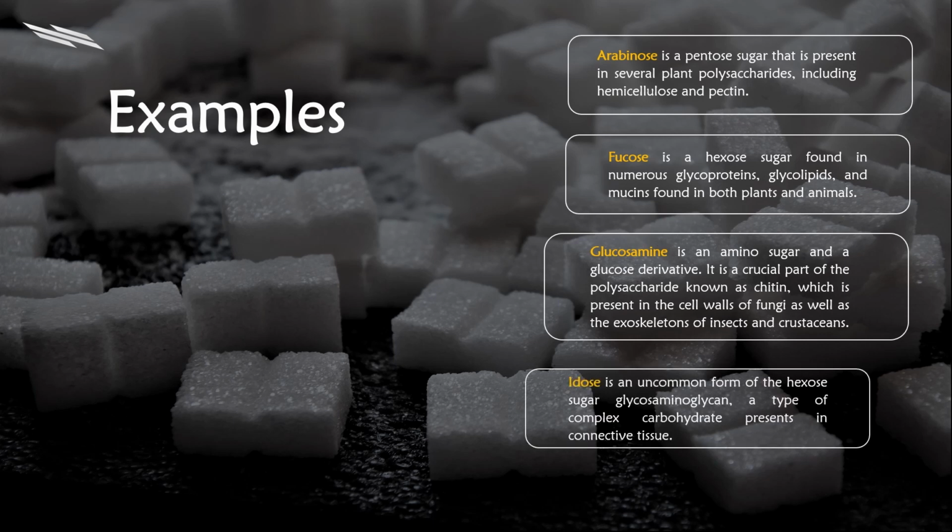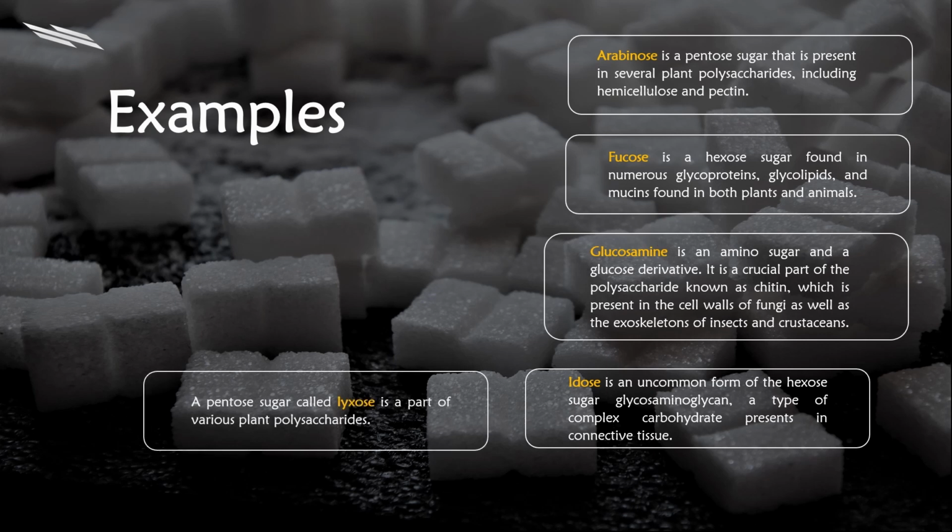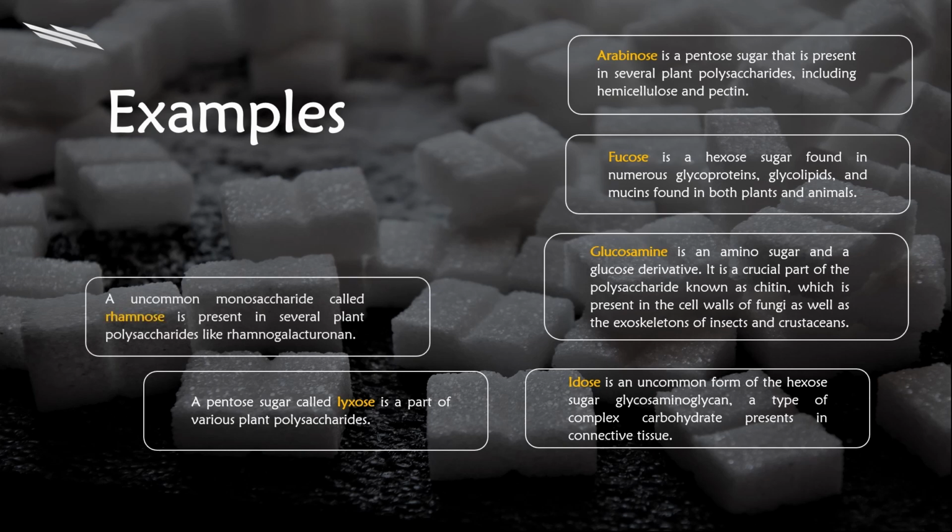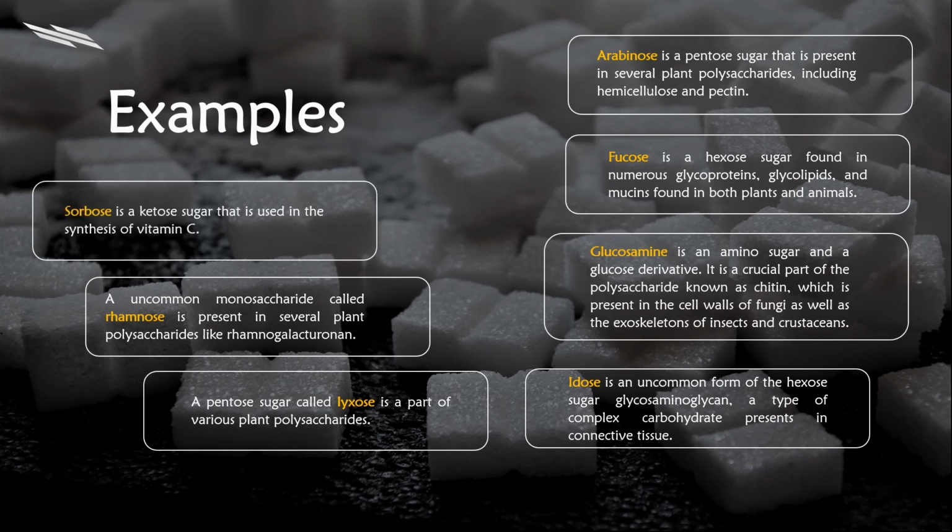Idose is an uncommon form of the hexose sugar found in glycosaminoglycan, a type of complex carbohydrate present in connective tissue. A pentose sugar called lyxose is a part of various plant polysaccharides. An uncommon monosaccharide called rhamnose is present in several plant polysaccharides like rhamnogalacturonan. Sorbose is a ketose sugar that is used in the synthesis of vitamin C. Although the chemical makeup and biological roles of these monosaccharides differ, they all have one thing in common: they are all simple sugars containing a single sugar unit.